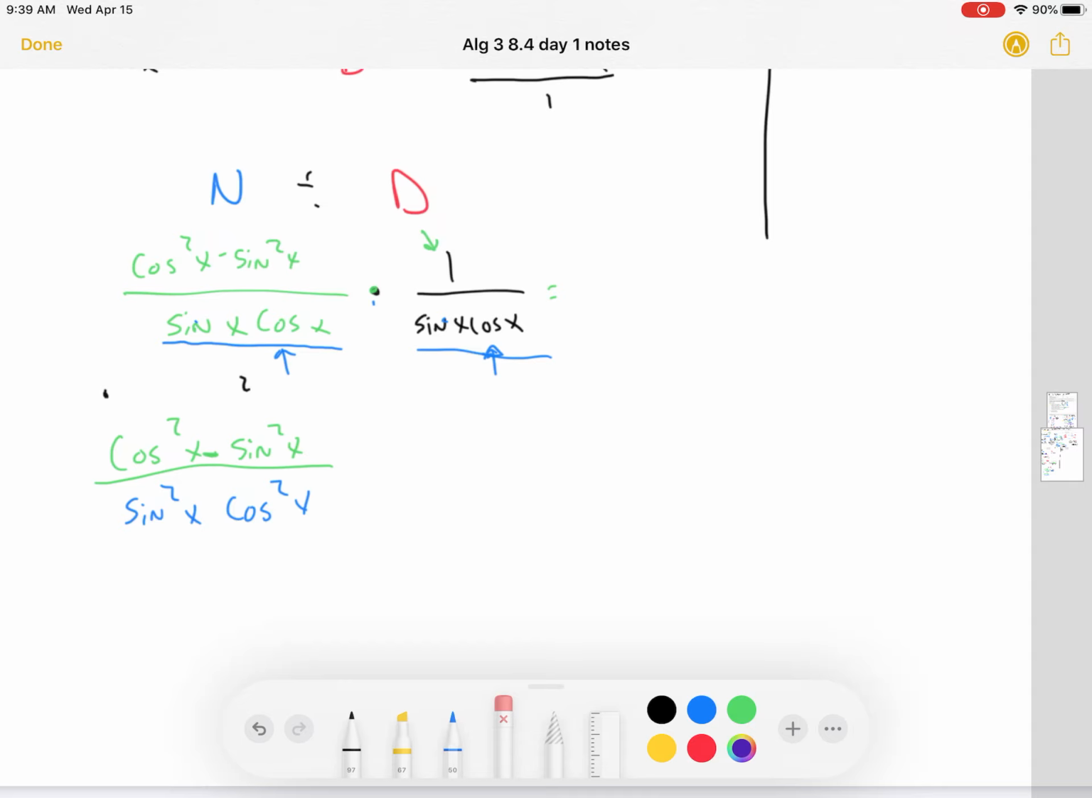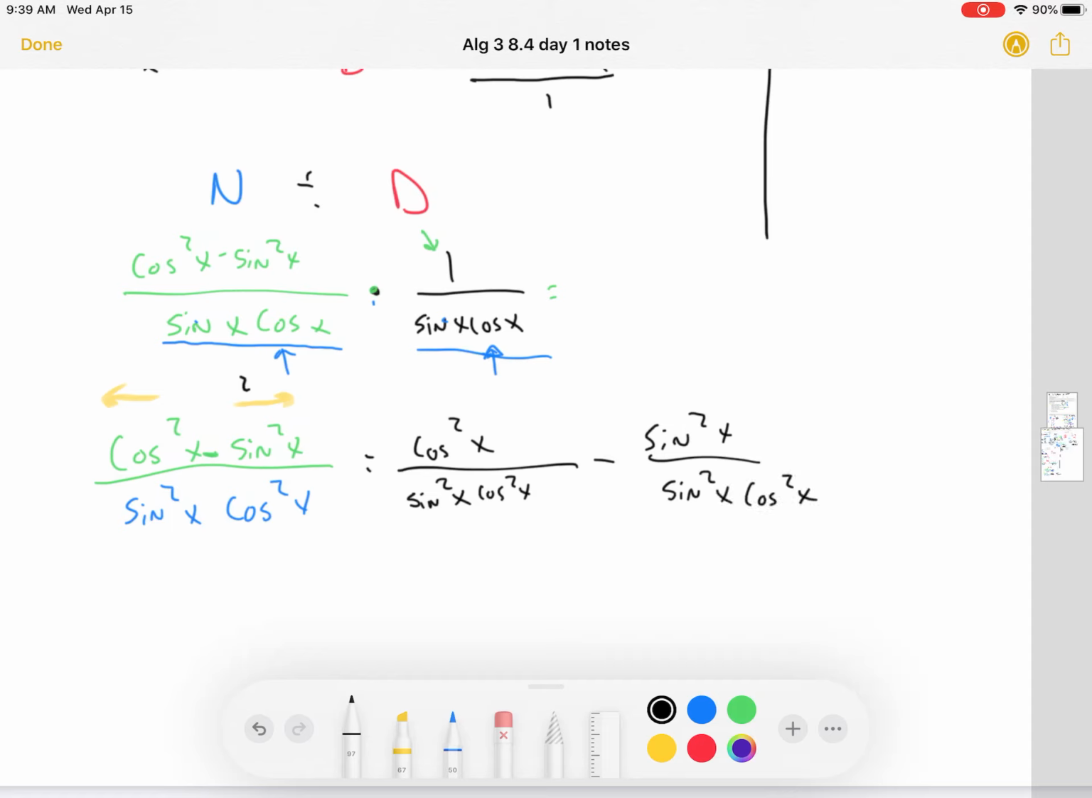So what that tells me is I can separate this fraction into 2 separate fractions. So I'm going to take this fraction and pull it apart, so to speak. There's going to be this side and this side. So I can rewrite this as cosine squared x over sine squared x cosine squared x minus sine squared x over sine squared x cosine squared x.